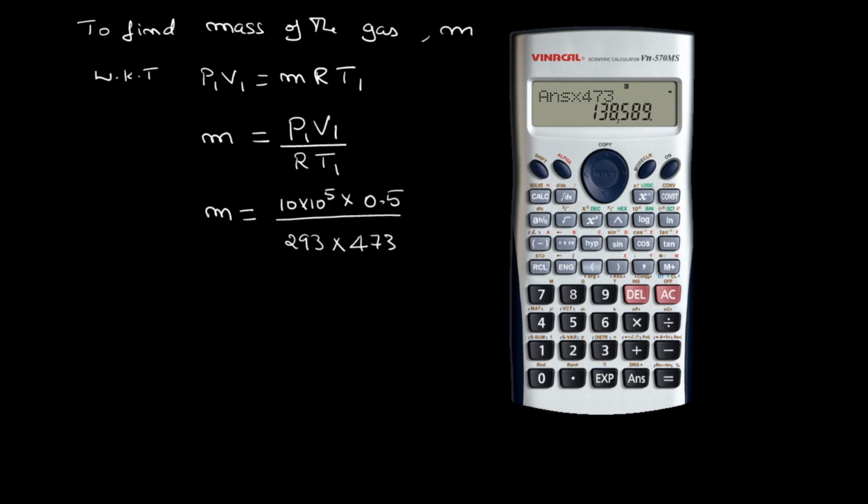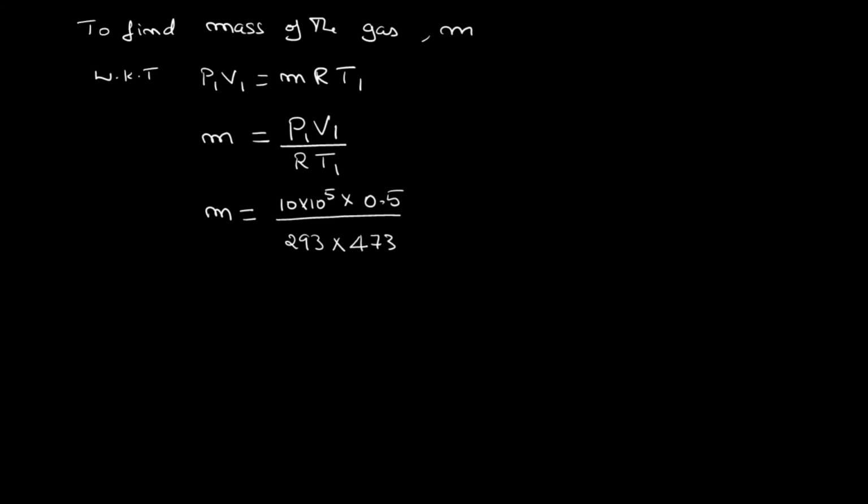Let me open the bracket. 10 into 10 to the power of 5 multiplied by 0.5 bracket close divided by answer, the display value, equals 3.607 kg is the mass of the gas. m is equal to 3.607.